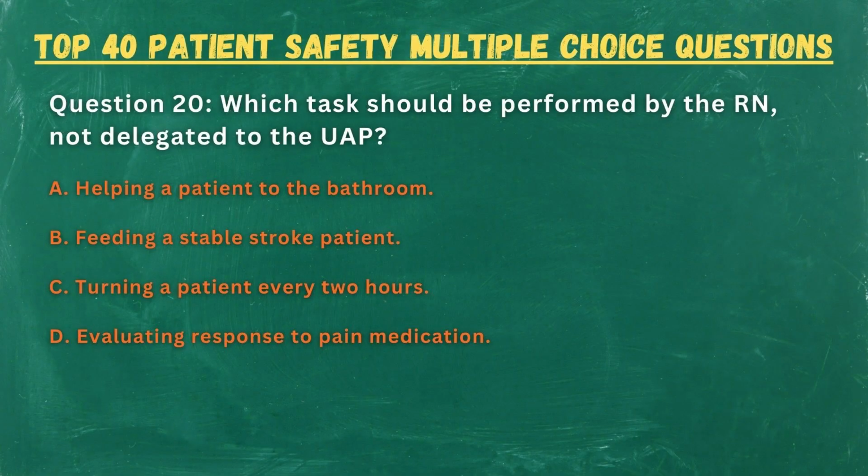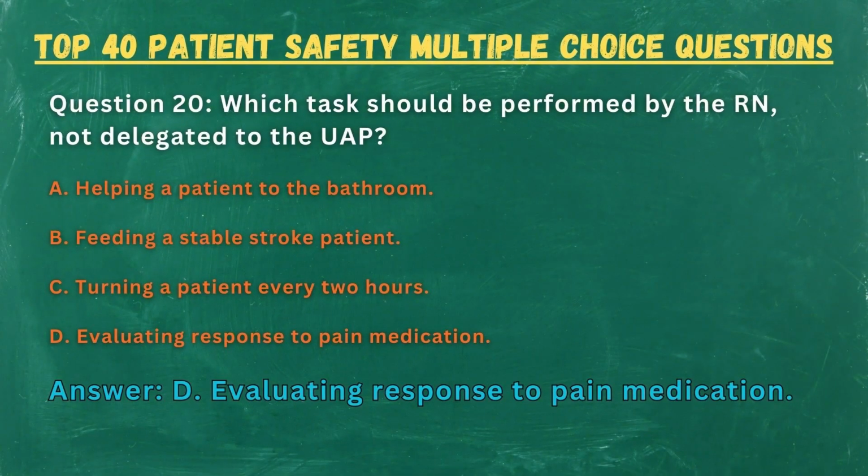Question 20. Which task should be performed by the RN, not delegated to the UAP? A. Helping a patient to the bathroom. B. Feeding a stable stroke patient. C. Turning a patient every 2 hours. D. Evaluating response to pain medication. Answer: D. Evaluating response to pain medication.